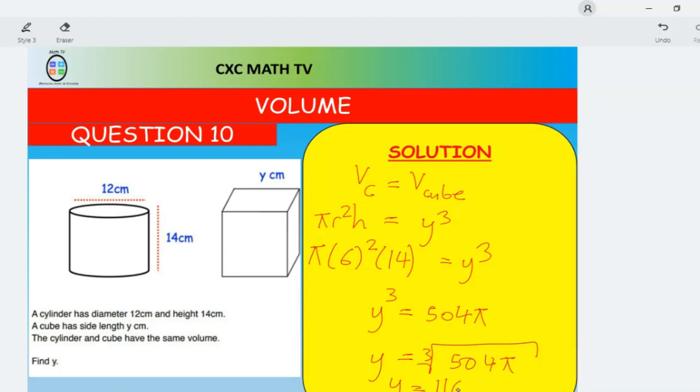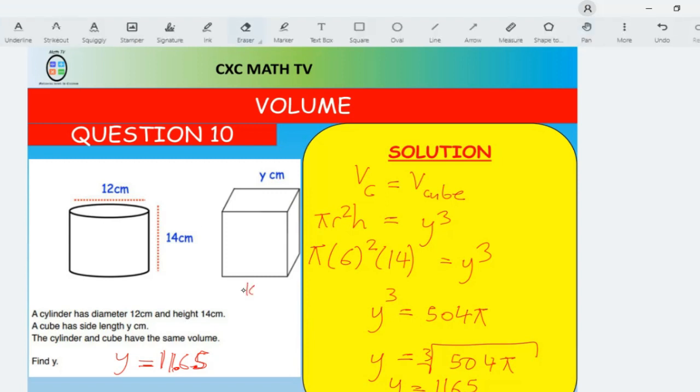So y is equal to 11.65. So that is it. y is equal to 11.65. That's the value of y. Alright, so this is just 11.65 centimeters. Easy.